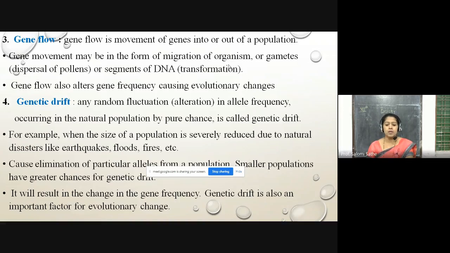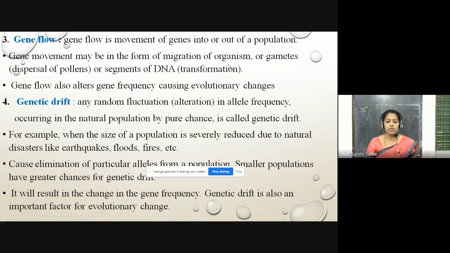Gene movement may be in the form of migration of organisms or gametes, dispersal of pollen, or segments of DNA, that is the transformation. Gene flow also alters the gene frequency, causing evolutionary changes.